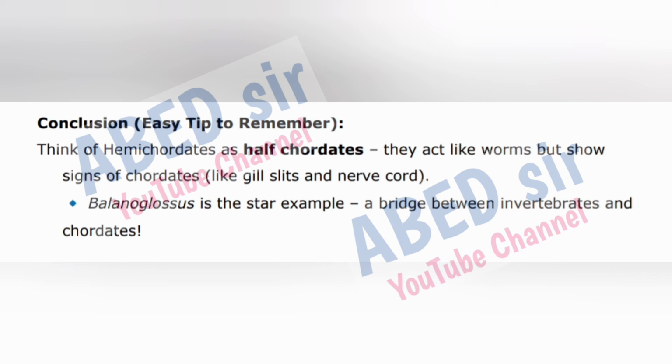Think of hemichordates as half chordates. They act like worms but show signs of chordates, like gill slits and nerve cord. Balanoglossus is the star example, a bridge between invertebrates and chordates.